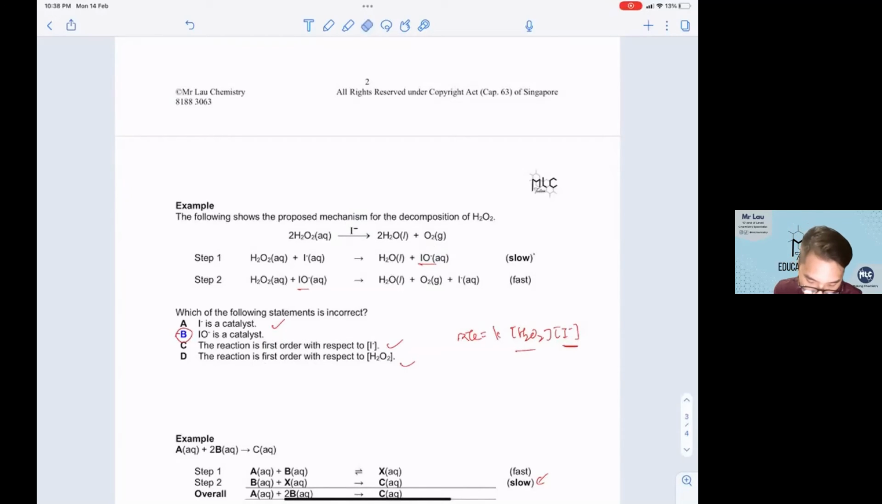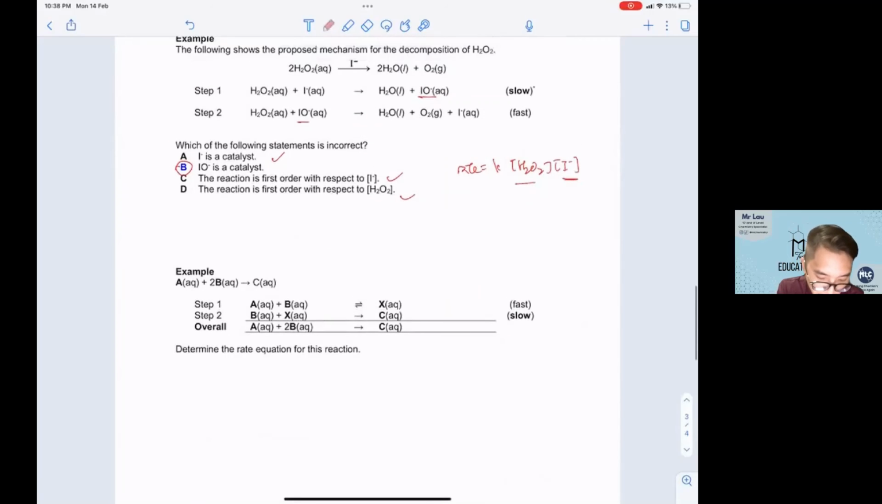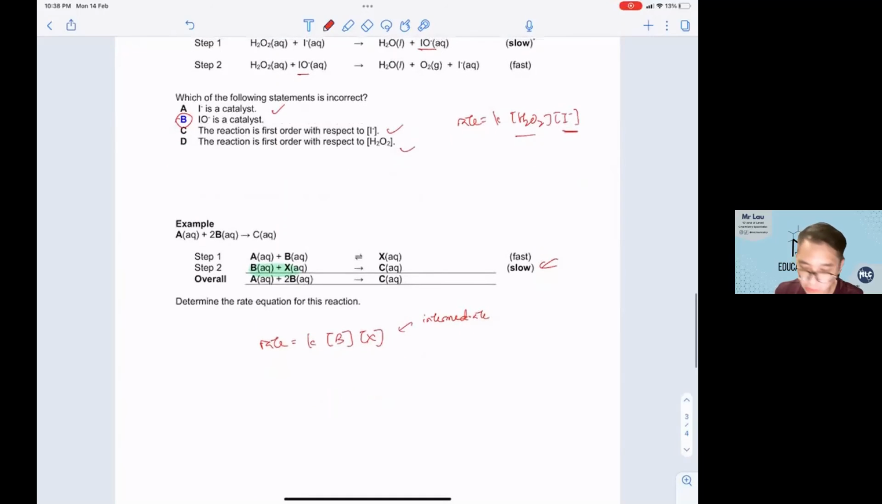Now let's look at what happens if your slow step is in your second step. Based on this, your rate will be equal to k[B][X] over here, because based on the slow step, this will be first order with respect to B and first order with respect to X. But X is your intermediate and should not appear in your rate equation. So we need to get rid of this. How to get rid of it? If the second step is the slow step, it means the first step is the fast step. And if it's a fast step, it will usually be a reversible reaction.